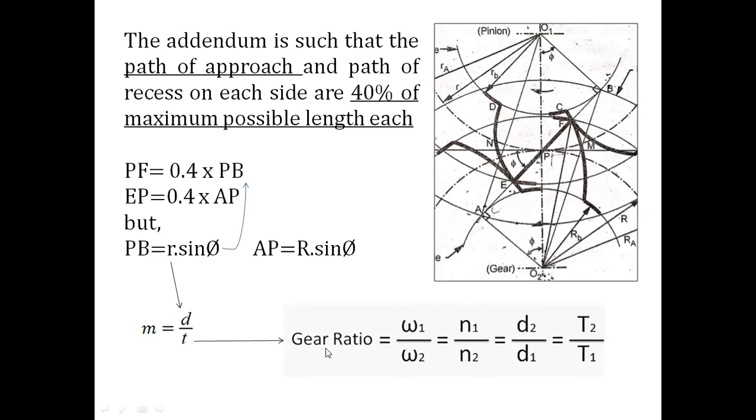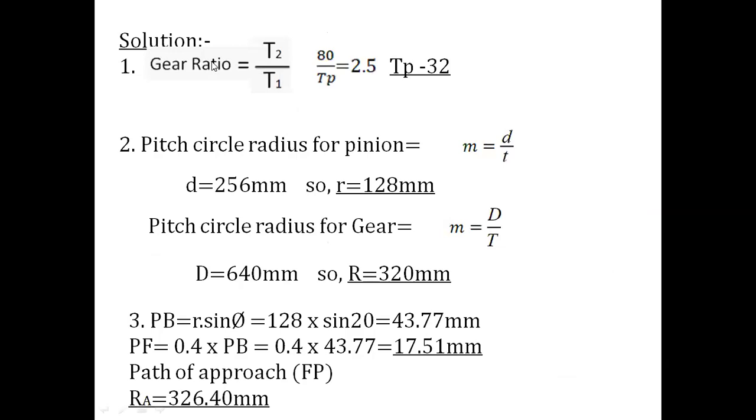So first I am finding the value of teeth on pinion. Okay, gear ratio is T2 by T1. T2 is given as 80, divided by teeth on pinion, which we have to find out, is equal to gear ratio 2.5. So the value of teeth on pinion we get is 32. Okay, 80 divided by 2.5 is equal to teeth on pinion, 32.